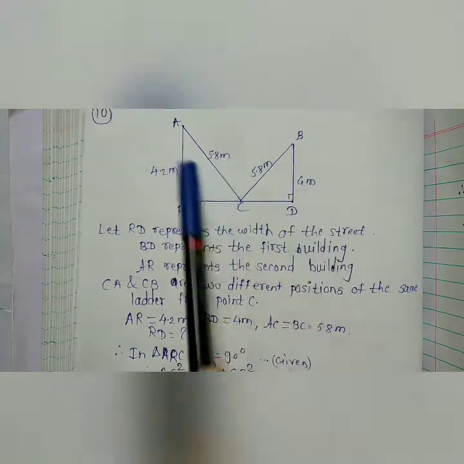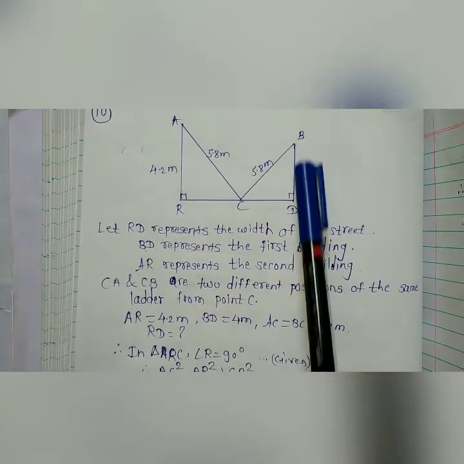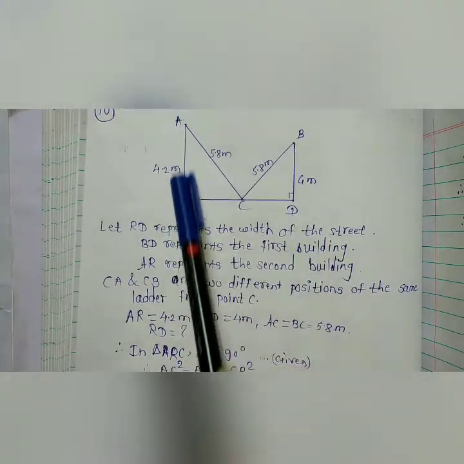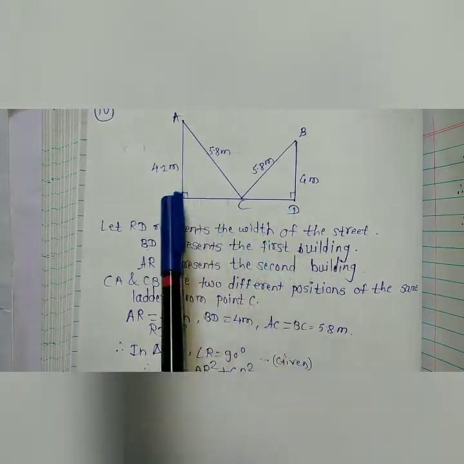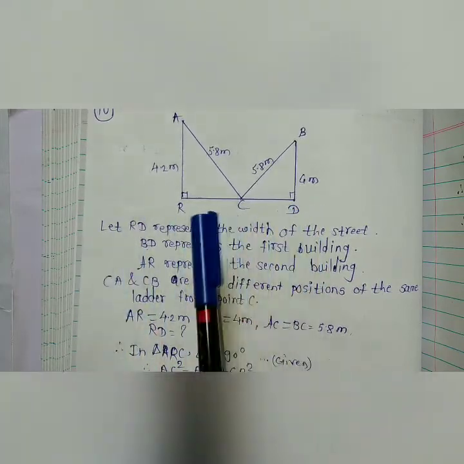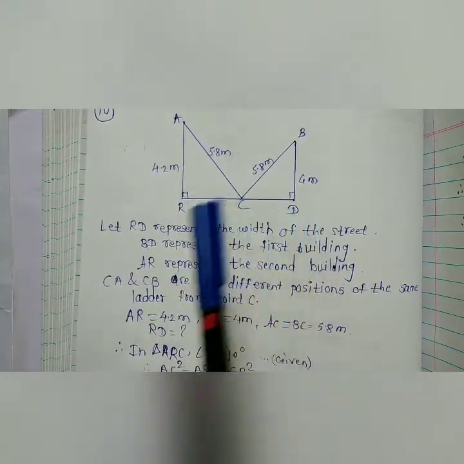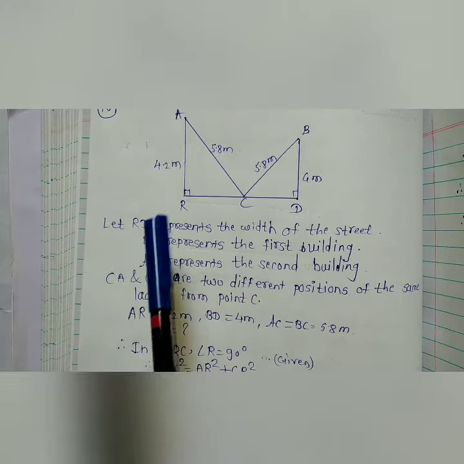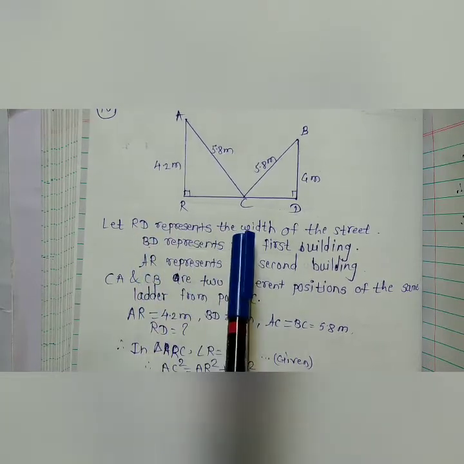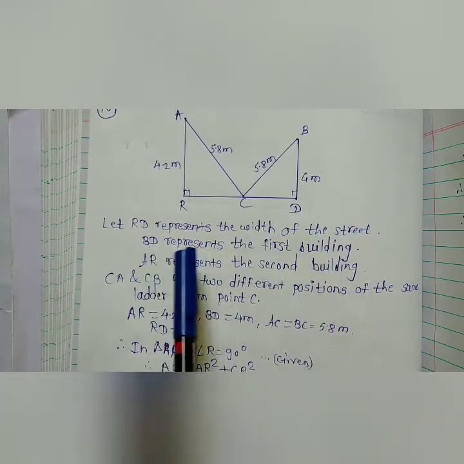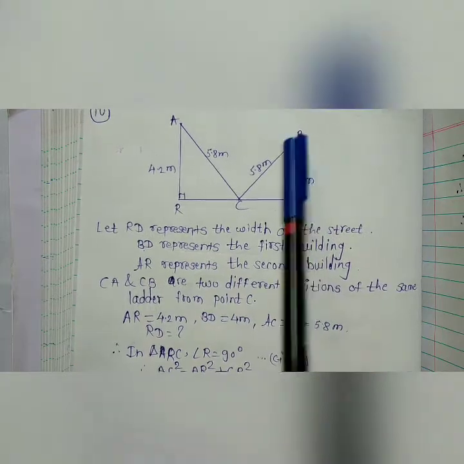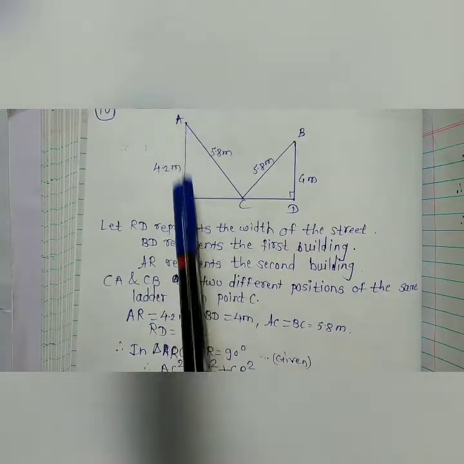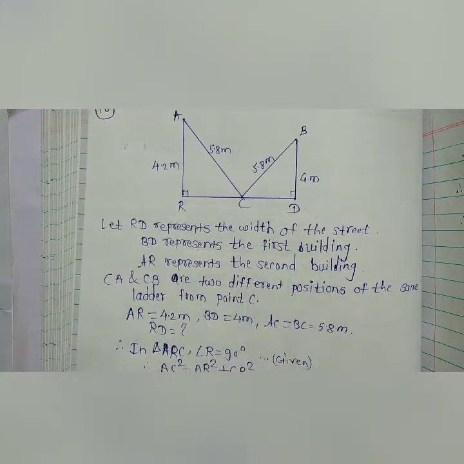This is the figure. Here BD is the first building and AR is the second building. Now RD is the width, and here we have to find the value of RD. Solution: let RD represent the width of the street, BD represent the first building, and AR represent the second building.